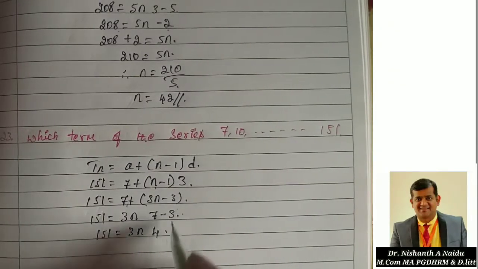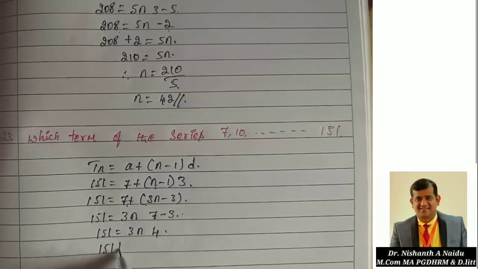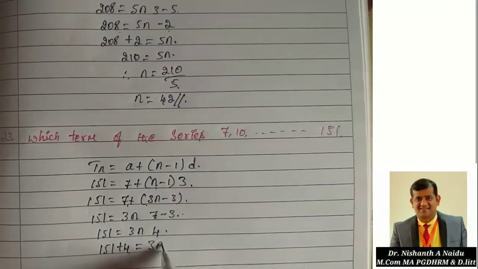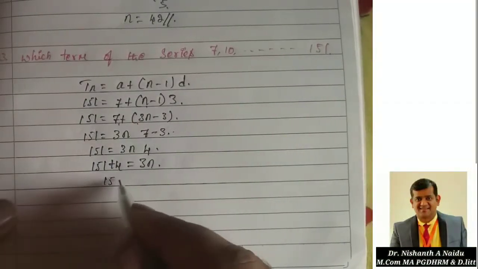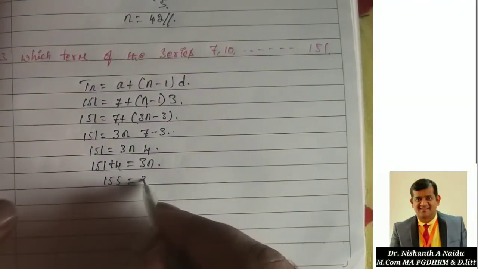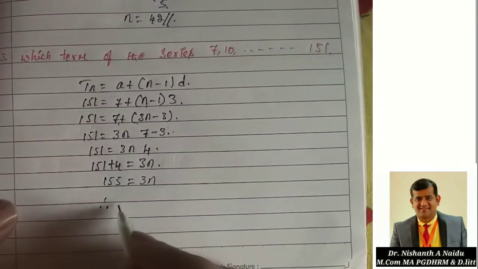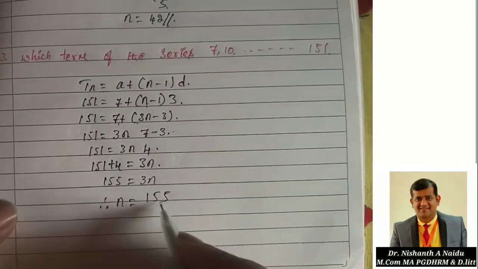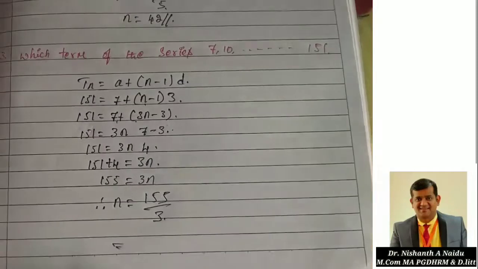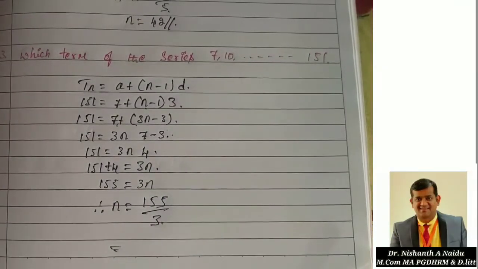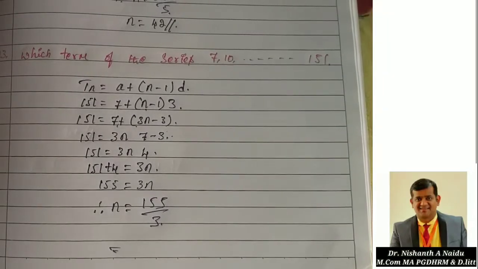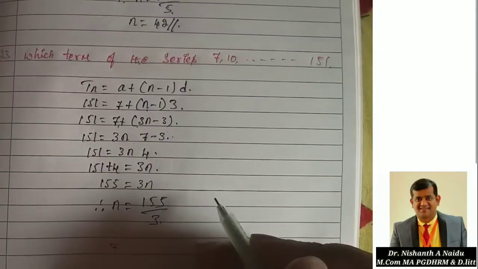So now shift this 4 back. So 151 plus 4 equals 3n. So that means 151 plus 4 is 155 equals 3n. Therefore, n equals 155 divided by 3. So now divide it and identify. So that is 155 divided by 3. So we'll get 50.